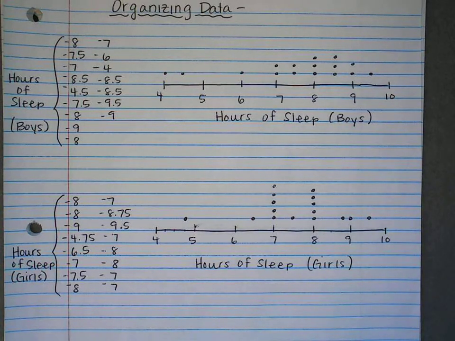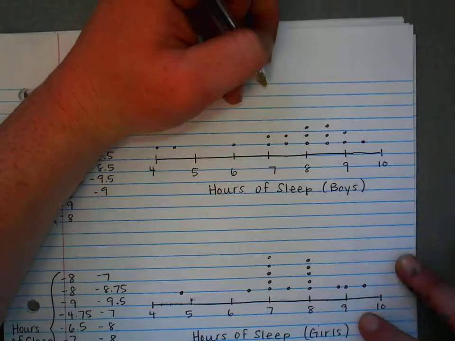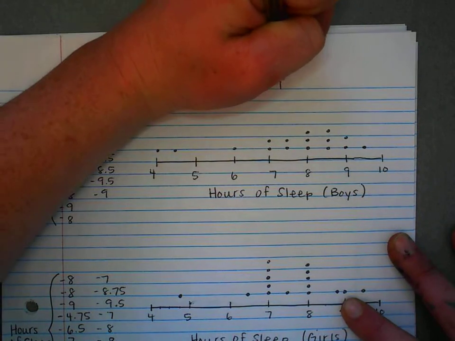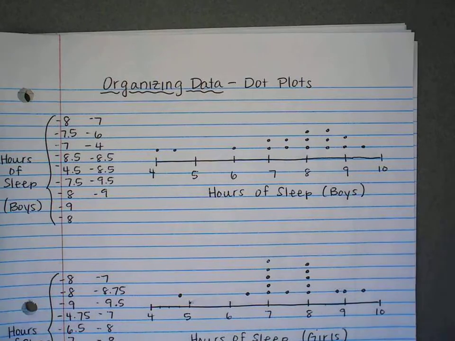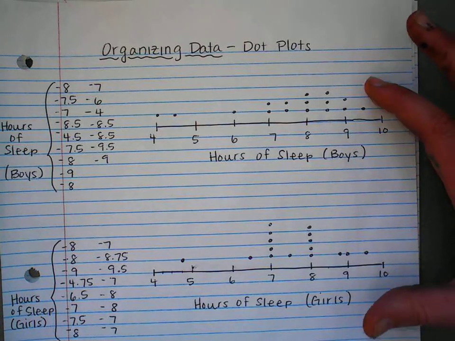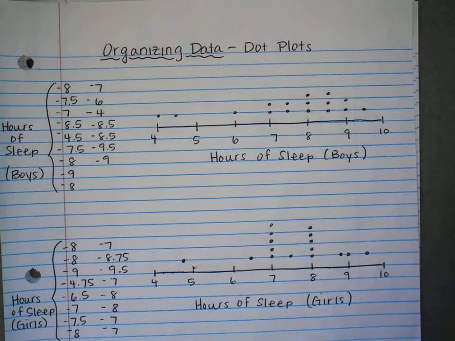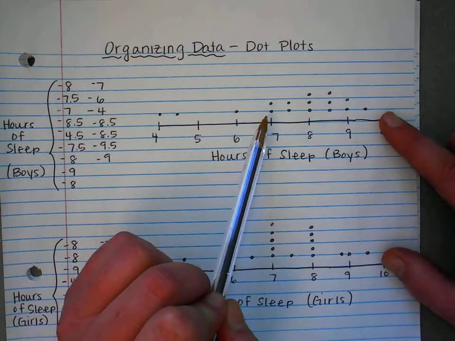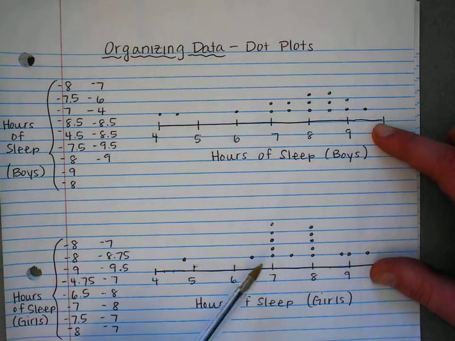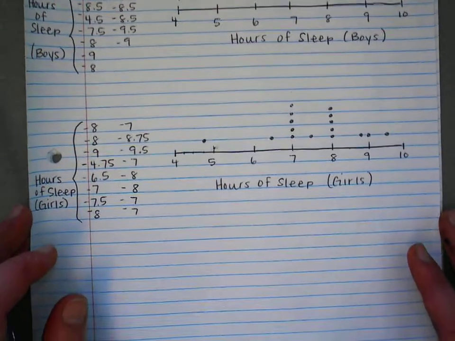Now, this kind of way of organizing data, we call a dot plot. So that's what I'm going to finish naming my notes as, dot plots. And so it's just a nice way of looking and comparing and analyzing the data that I received over here. And so now I can look and say, well, it looks like the boys are usually getting between 7 and 9 hours of sleep, and the girls more so between 7 and 8 hours of sleep. And so this is called a dot plot.